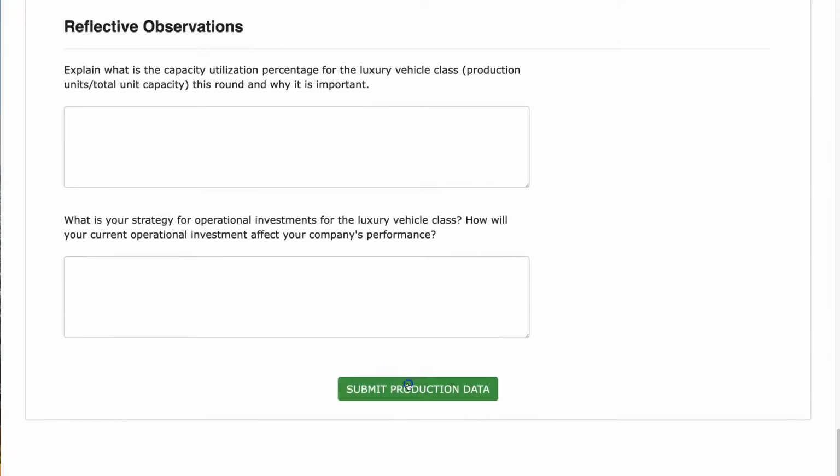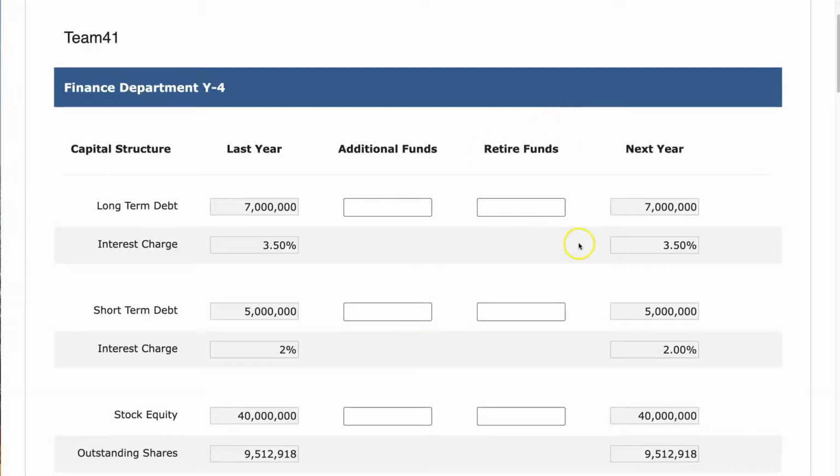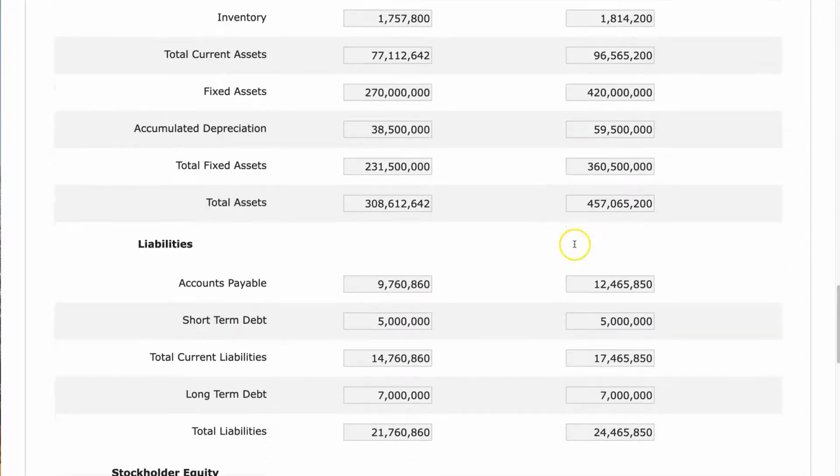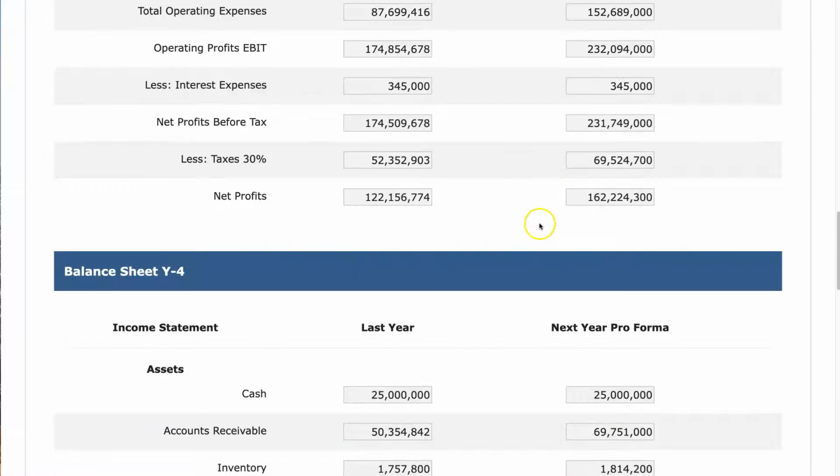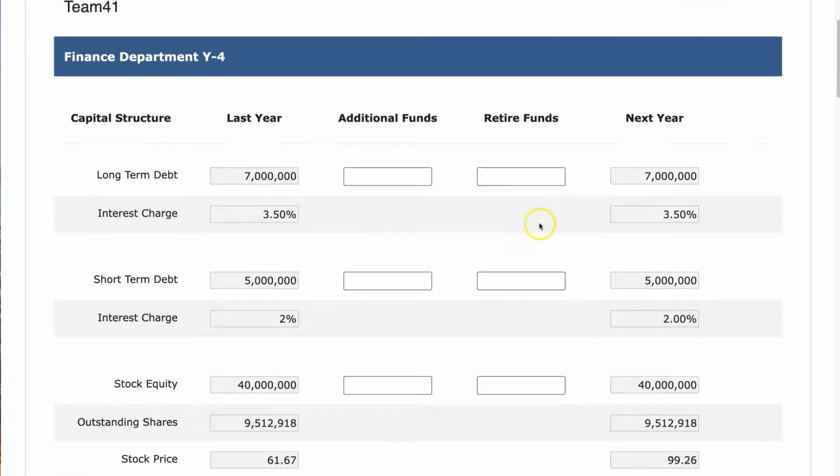Okay, so I've made my wish list of what production should build. Let's see if finance can afford it. Okay, so let me go right down to the bottom. And let's see, I have a $36 million surplus, which is pretty good. Since I have such a big surplus, I'm going to spend a little extra money to retire some debt here.